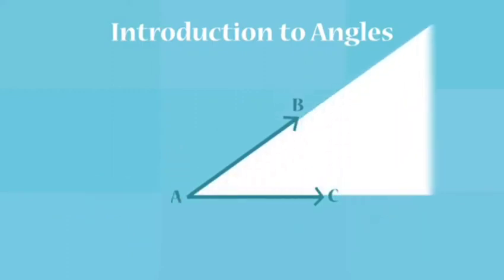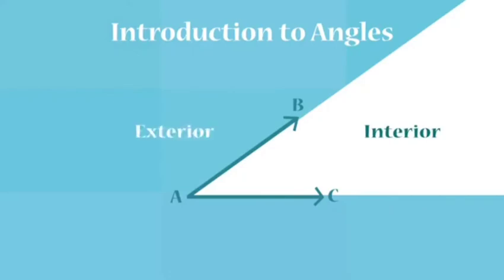The space between the arms of the angle is called the interior of the angle, and the space outside the angle is called the exterior of the angle.